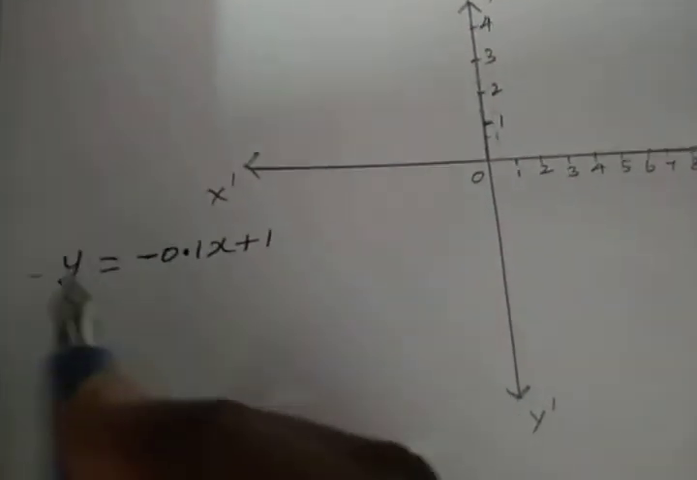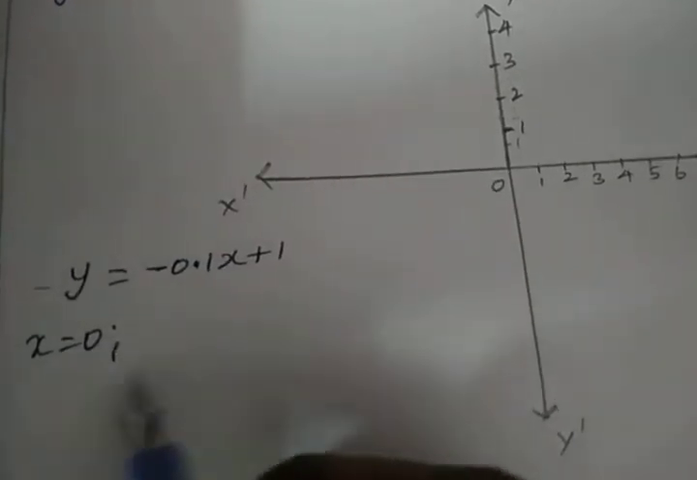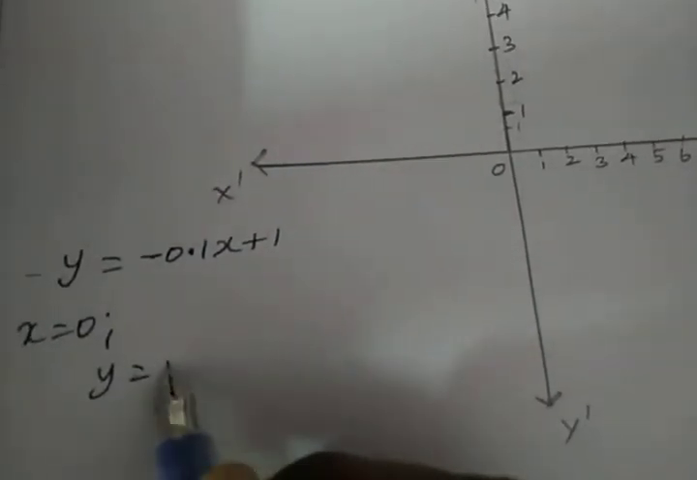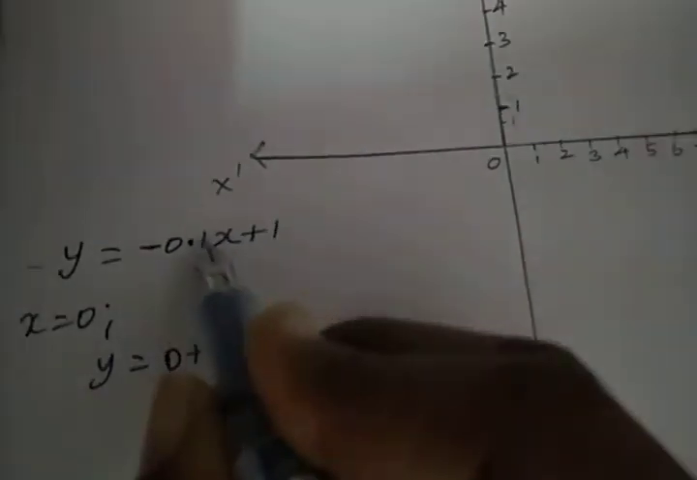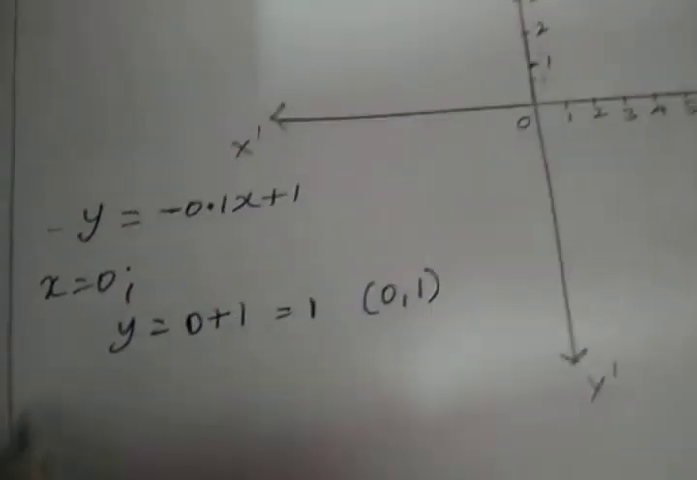Now substitute 0 for x. Y is equal to 0 plus 1. 0 into 0.1 is 0, right? So 0 plus 1 is equal to 1. So your coordinate will be 0, 1.